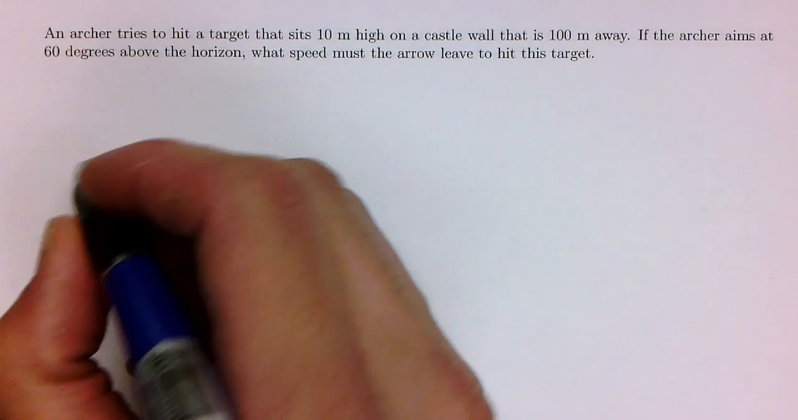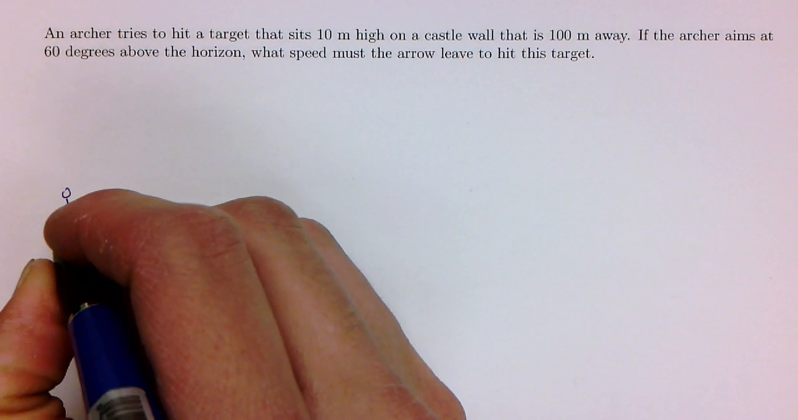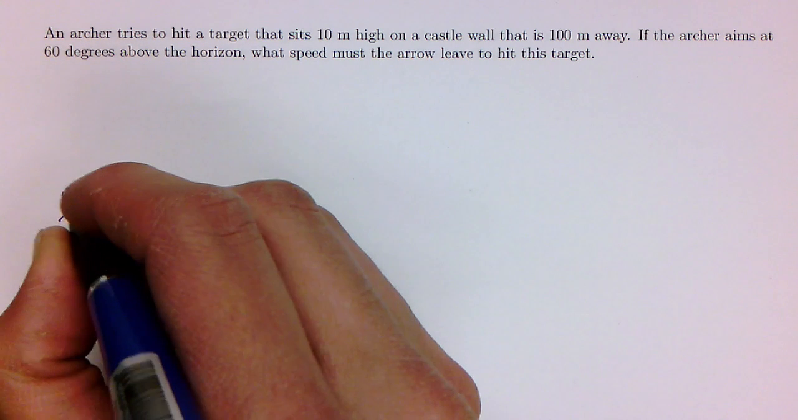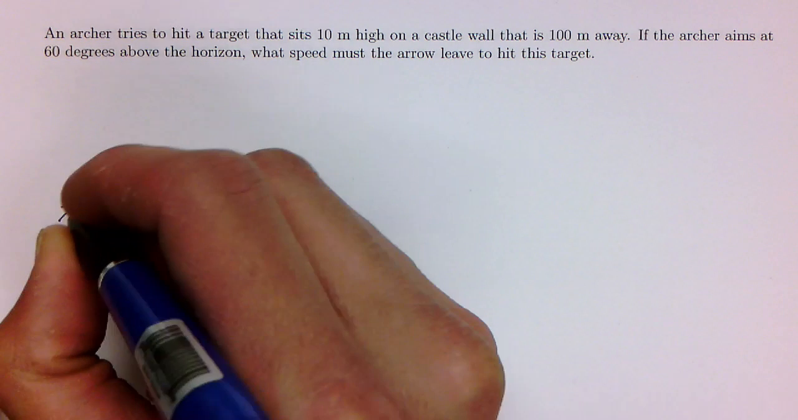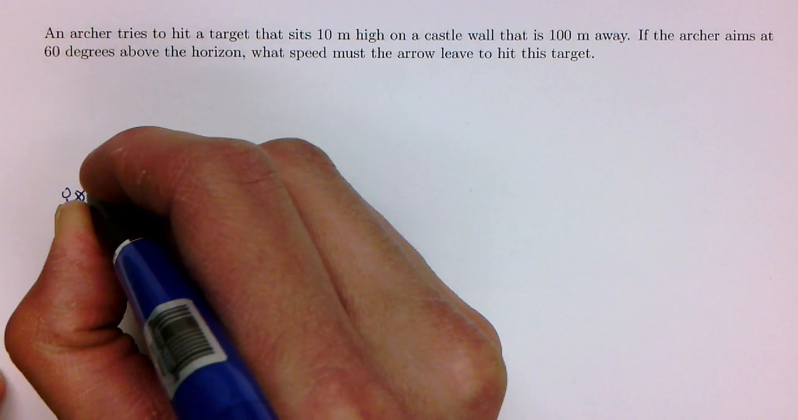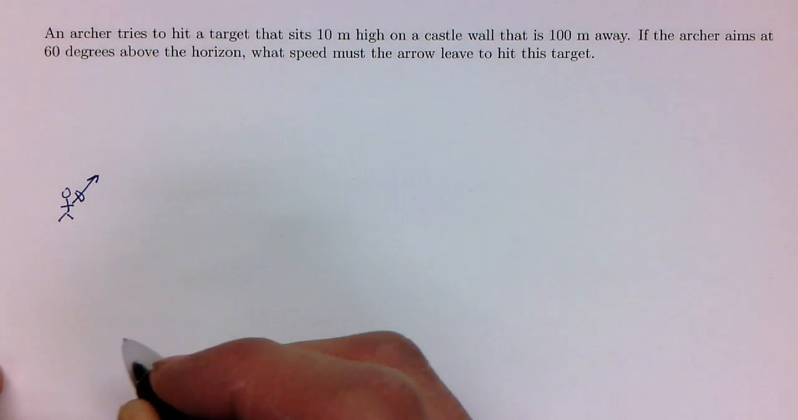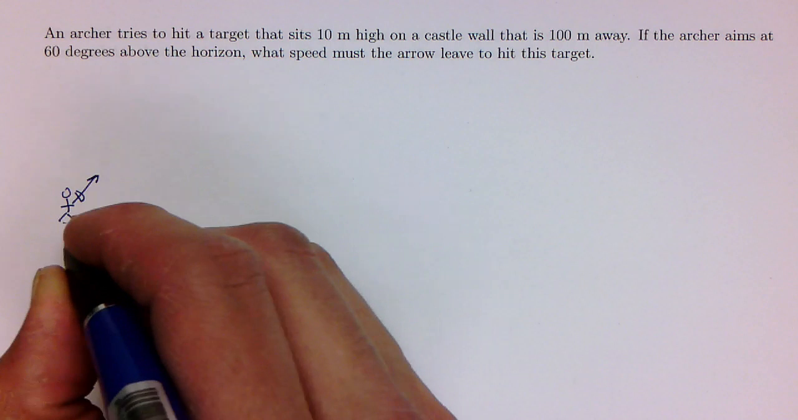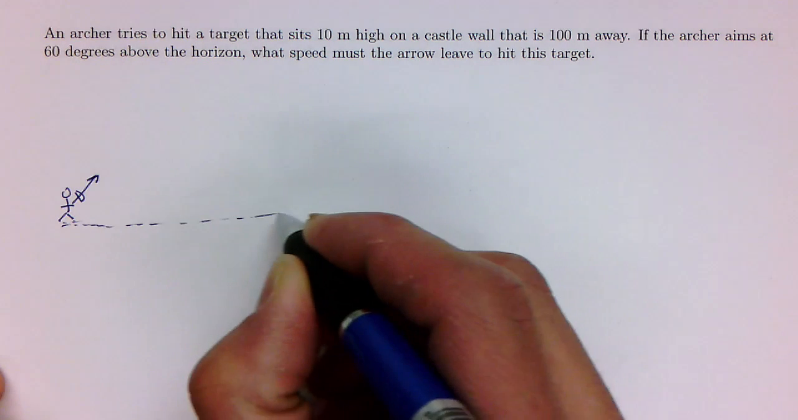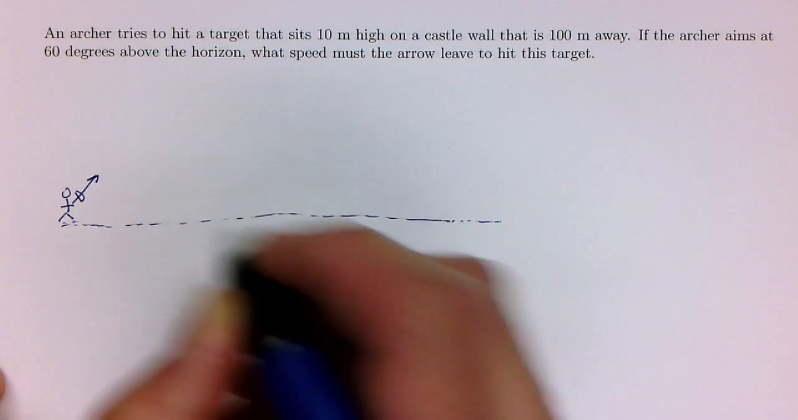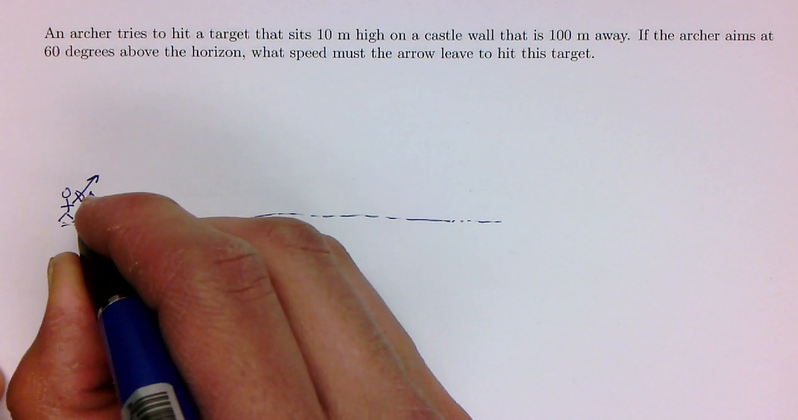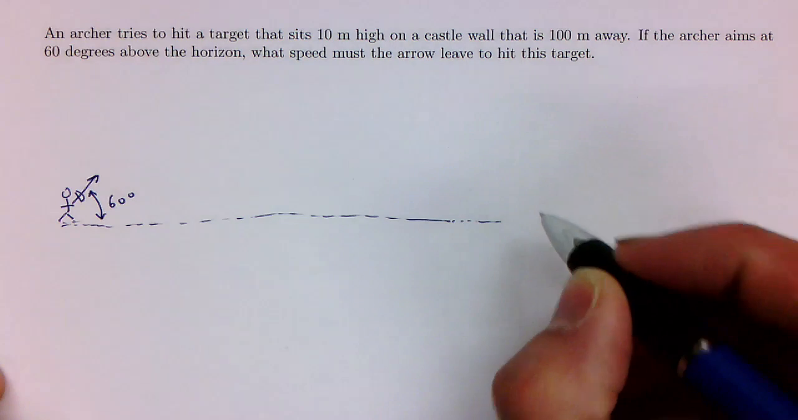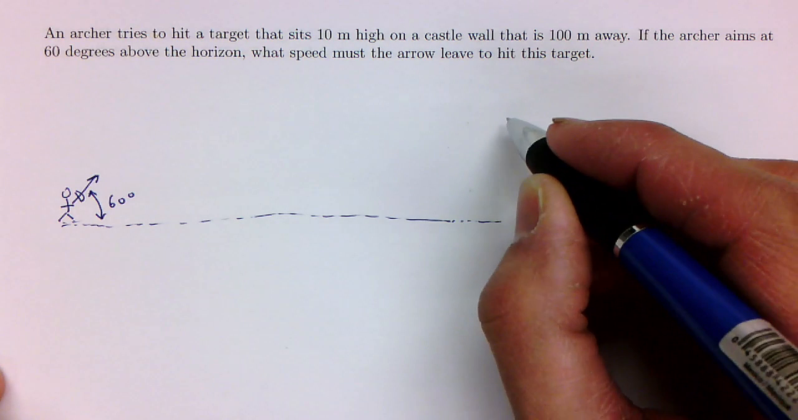So, let's draw the archer right here. Here's our archer. Our archer is going to have a little bow and arrow. And let's give the archer an arrow. Okay, and that's the arrow right there. And this arrow is going to leave the horizon, which is the level ground, at an angle of roughly 60 degrees. Now, far away, there's a castle here.